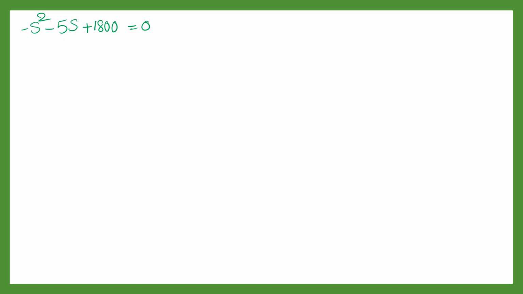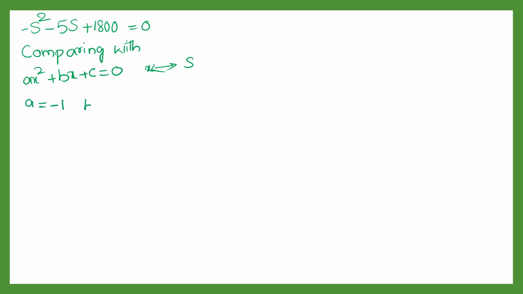So we can use the quadratic formula to find the value of S. For that, let's compare with the general form of quadratic equation, ax square plus bx plus c is equal to 0. Just the variable is interchanged. In the place of x we have S, that's it. So the value of a will be minus 1, b is equal to minus 5, c is equal to 1800.